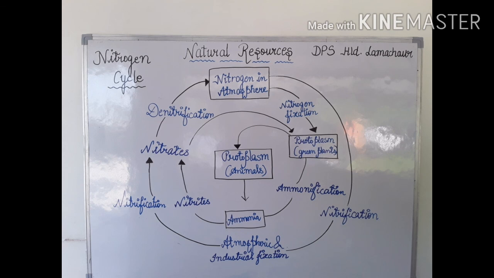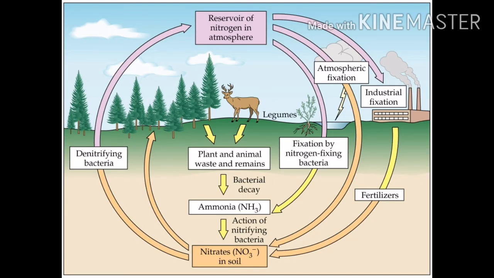And the second step is ammonification, which involves the decomposition of proteins of dead plants and animals into ammonia. And the third step is nitrification, which involves the oxidation of ammonia into nitrites and nitrates. And the last step is denitrification, which involves reduction of nitrates into gaseous nitrogen.